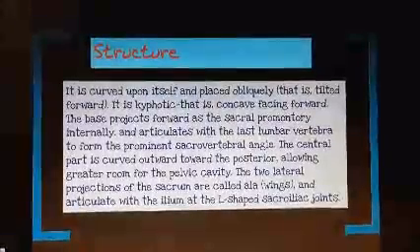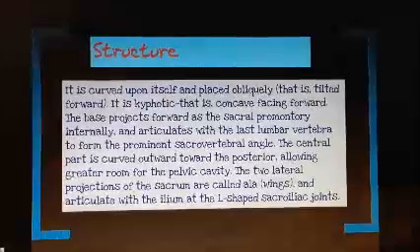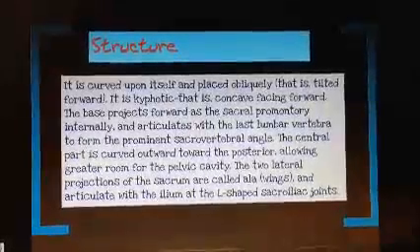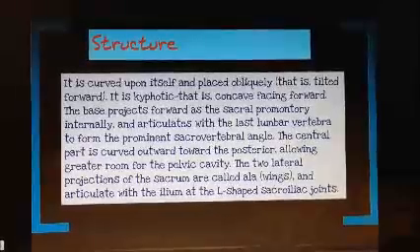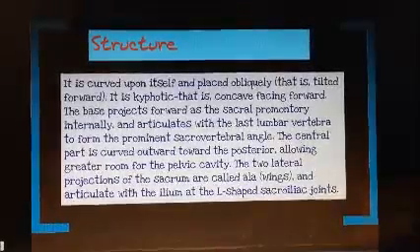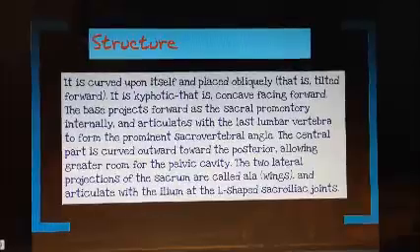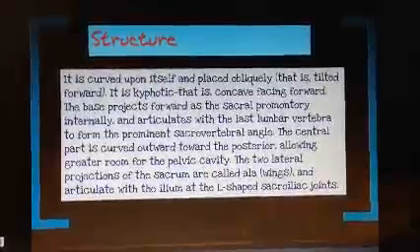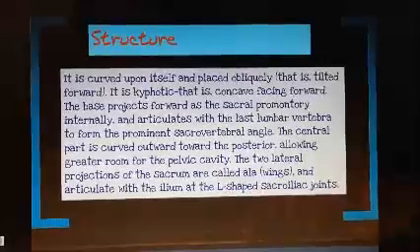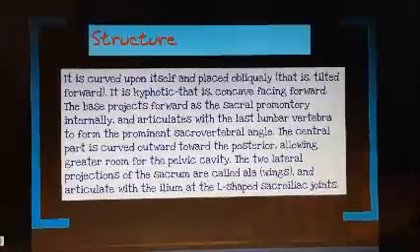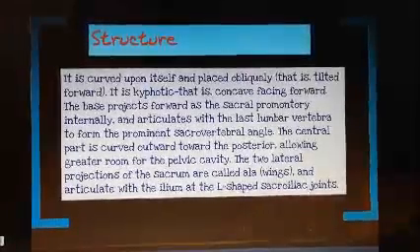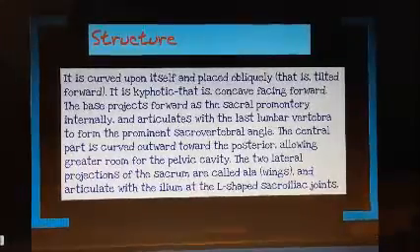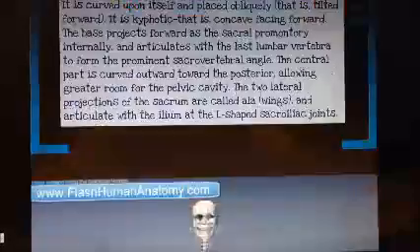Structure. It is curved upon itself and placed obliquely, that is, tilted forward. It is kyphotic, that is, concave facing forward. The base projects up forward as the sacral promontory internally and articulates with the last lumbar vertebra to form the prominent sacrovertebral angle. The central part is curved outward toward the posterior, allowing greater room for the pelvic cavity. The two lateral projections of the sacrum are called ala, or wings, and articulate with the ilium at the L-shaped sacroiliac joints.